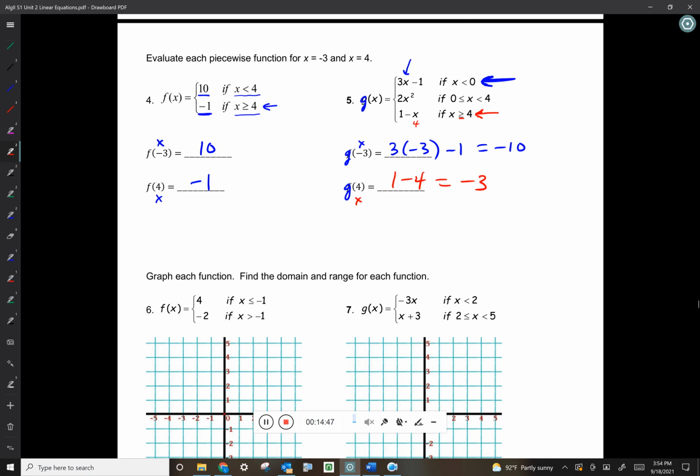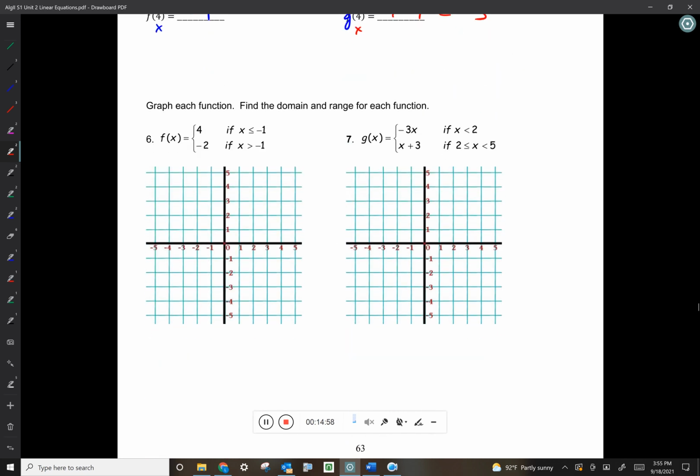Okay? So that's just if I have to do function notation on these piecewise functions. You don't plug it into all of the pieces. You only plug it into the one piece where it's defined for that number. All right, so let's do a little bit more graphing.